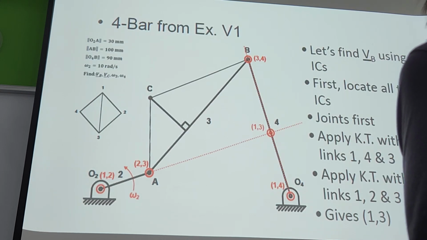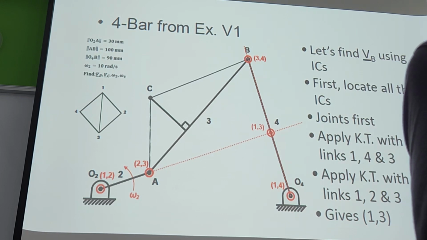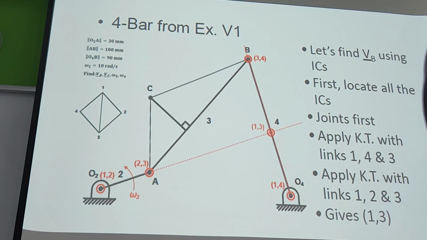Now let us look at this example here. I think we've done this using the velocity polygons method. Now the same thing we have to do by instantaneous centers. So first identify 1, 2, 2, 3, 3, 4, and 1, 4.